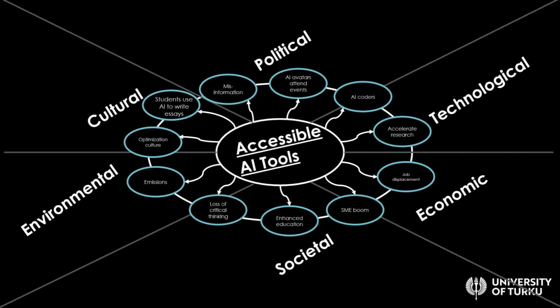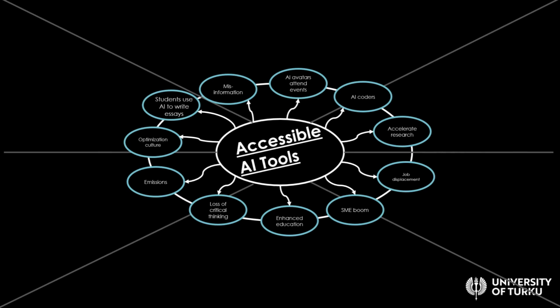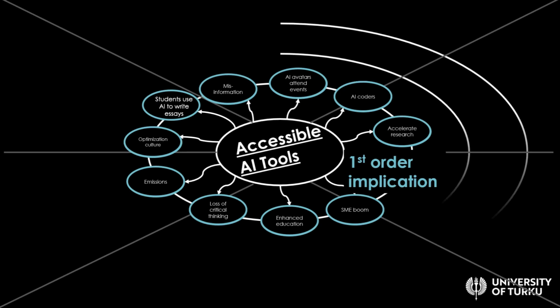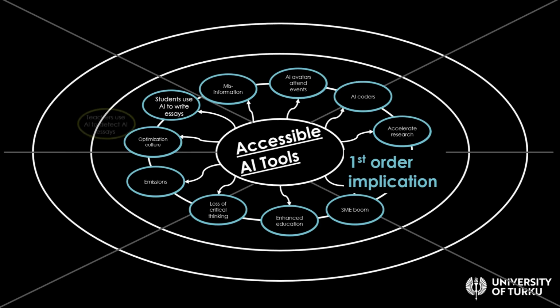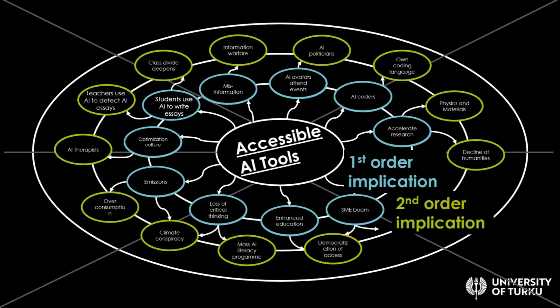Now, let's map the implications of these implications. As we extend outwards, we are considering deeper, less direct, and potentially longer-term ideas, what could happen. In this ring, we can also consider the implications of an intersection of developments from the first ring.